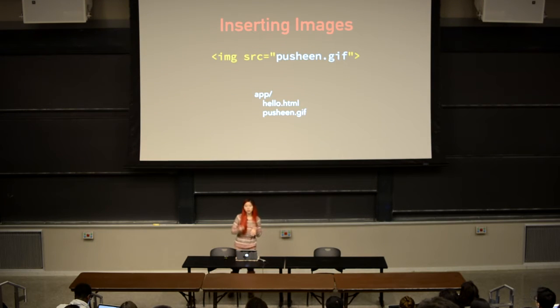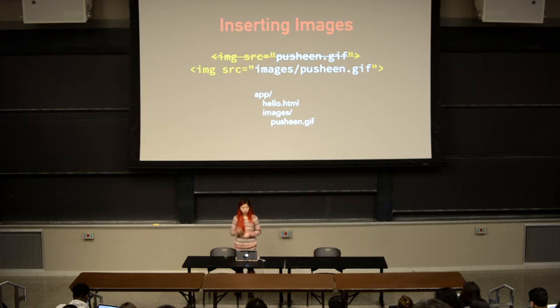So this is really good if you have a lot of images in the same directory as your HTML file. But if you have hundreds of images, that's going to get really messy really fast, and you're going to have to start putting things into folders. So now if you have a directory structure, something like this, where you've put pusheen.gif into its own folder called images, in order to access that image, you now need to change the source to something like this, which makes sense. You have images/pusheen.gif.